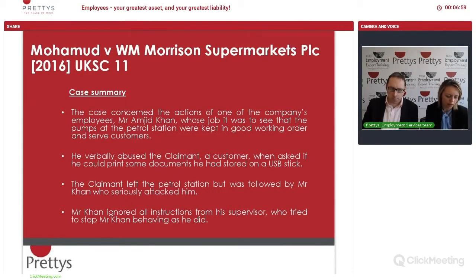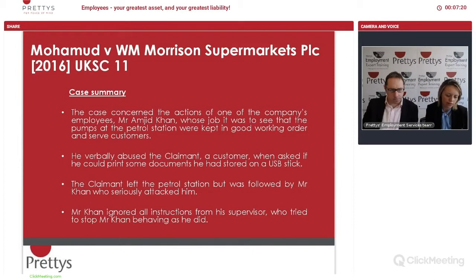So the claimant went to leave. He went to go into his car, but Mr. Khan followed him. He told him never to return and subjected him to a very serious physical attack at that time. The claimant, as a result, brought an action in the county court for damages for assault and battery against Morrison's on the grounds that it was vicariously liable for the assault by the employee.